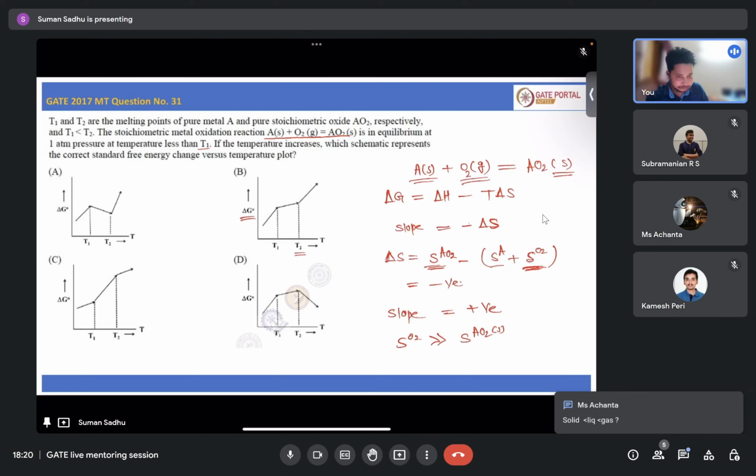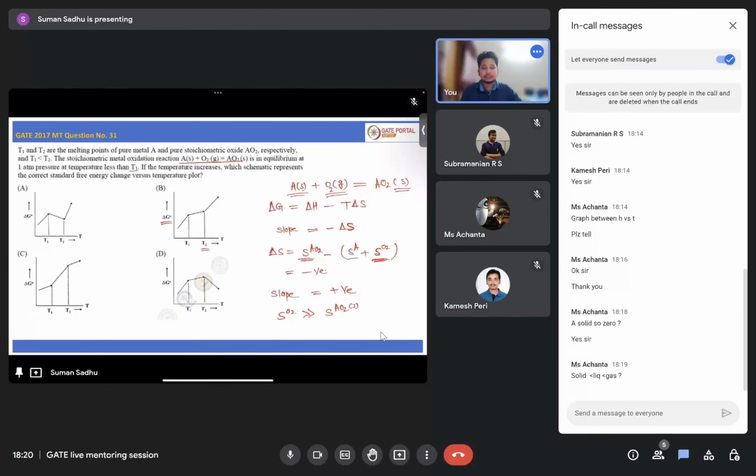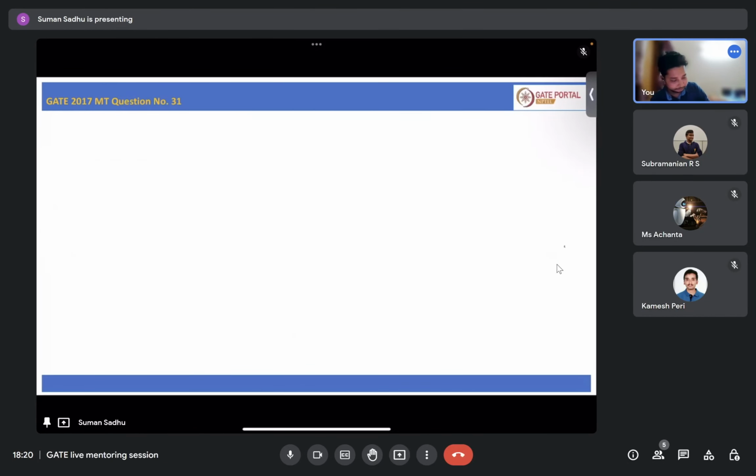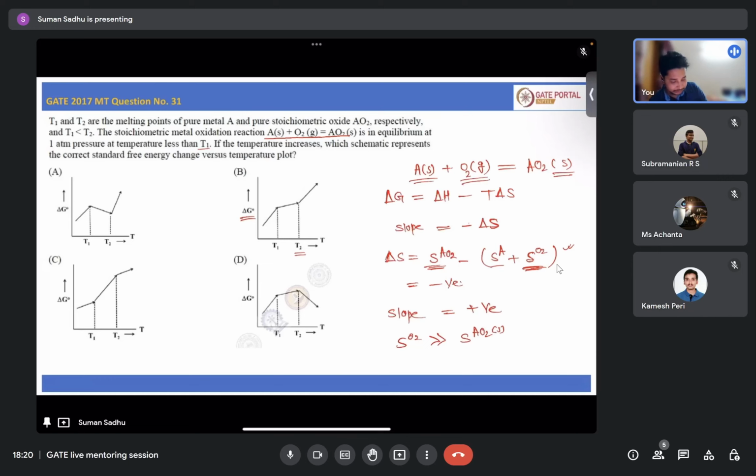Yes, exactly. For the gaseous form, your entropy is highest, then liquid, and then the solid form. So that's why the sign of your delta S will be negative for this reaction, and as the sign is negative, it means the slope is positive.